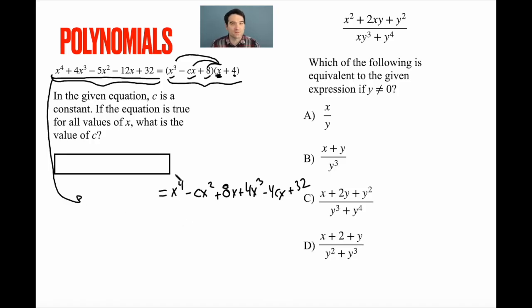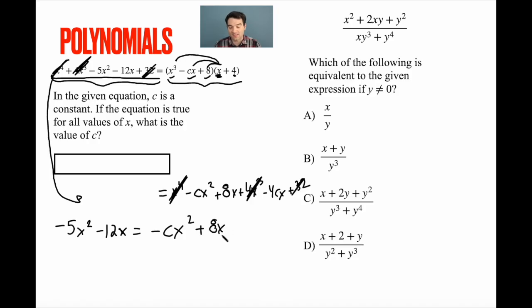Let's make our life a little simpler by getting rid of like terms on both sides, right? So for example, over here I have an x to the power of 4, and over here I have an x to the power of 4. I can subtract those from both sides. I have 4x cubed over here. I have 4x cubed over there, so I can get rid of that. I have 32 over here and 32 over there. Now let me write what I have simplified. Negative 5x squared minus 12x, boom, is equal to negative cx squared plus 8x minus 4cx.